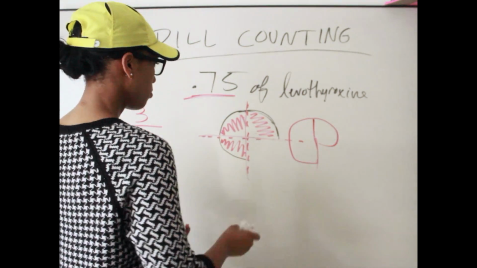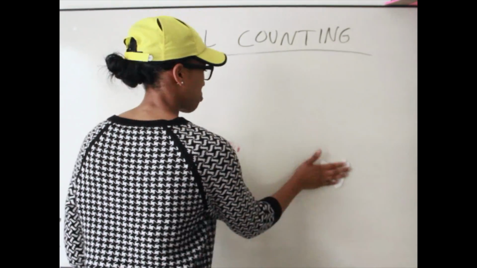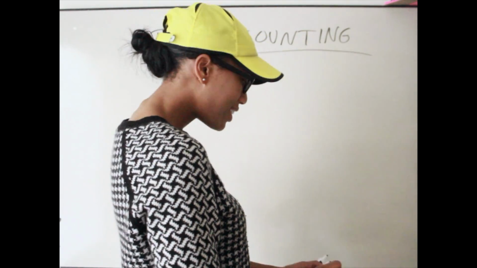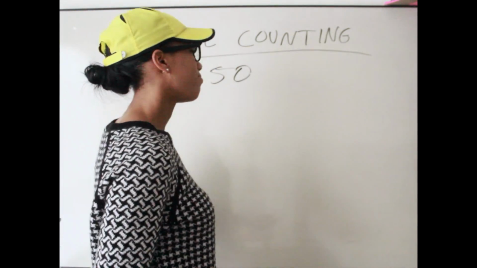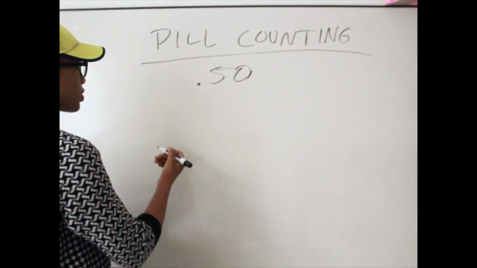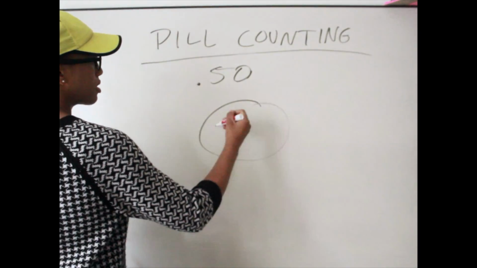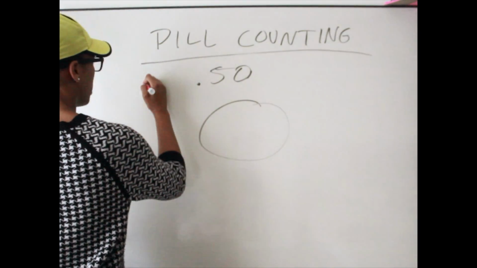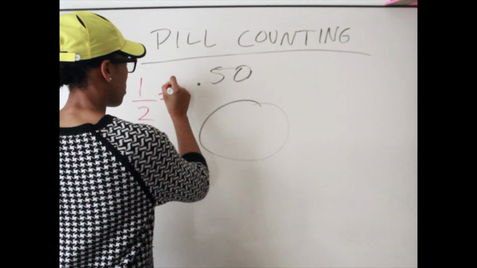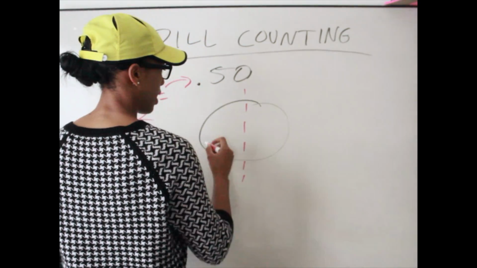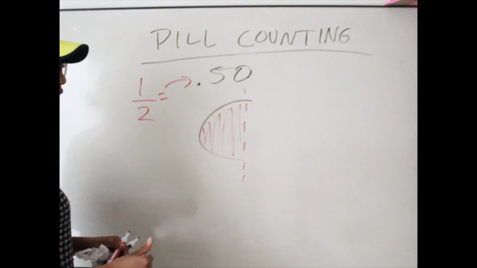Okay? Let's just do one more just to make sure you got it. You're smart, so I'm pretty sure you got it. But just in case, let's say you were given this, 50.50. And this is the whole pill. Okay? So, of course, you know, that equals 1/2 of a pill. So 1/2 would be straight down the middle, and that's how much of the pill the patient would get, 1/2.